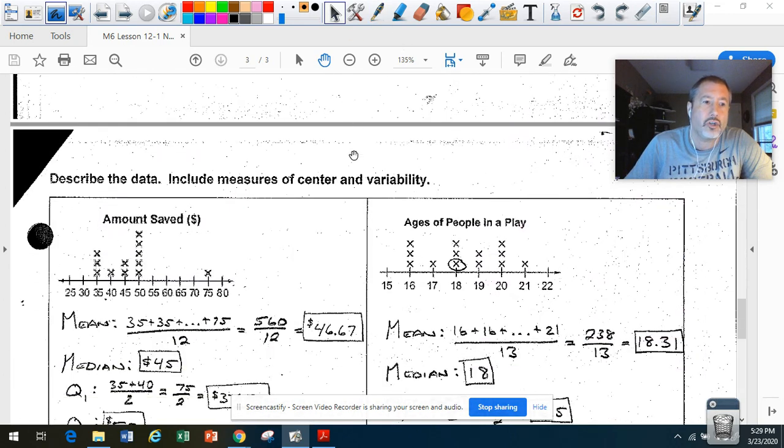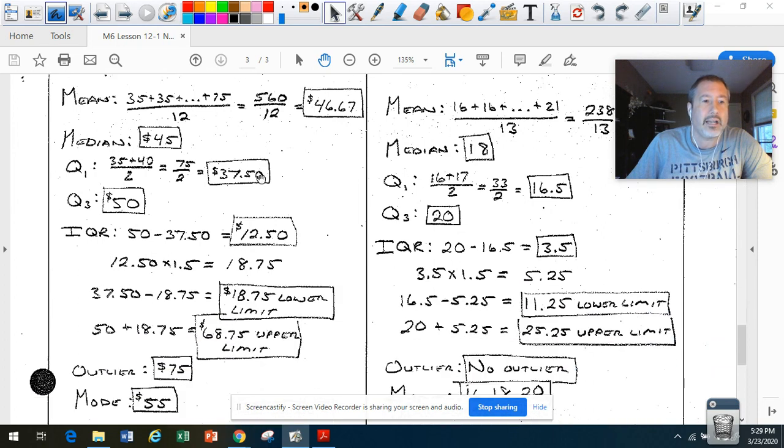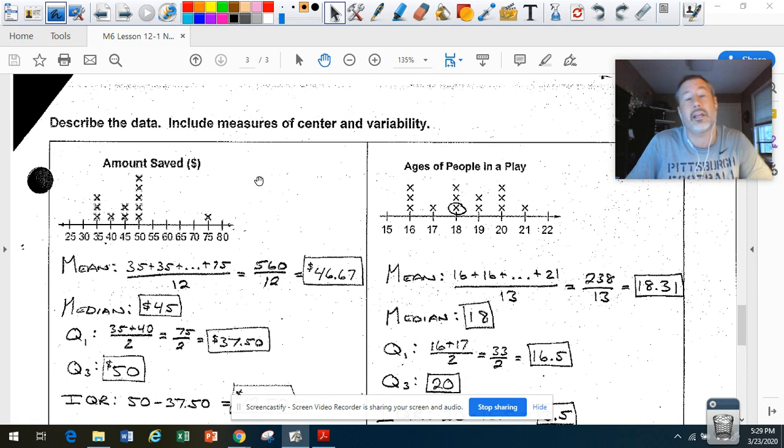Here we go. Measures of variability and center. So mean, median, mode, Q1, Q3, IQR, outliers. Man, we got the works here. So you just got to take your time with this. So once again, what you may want to do with this, it's up to you, but make sure you're using your calculator. One way to use it on a calculator is be very careful. But you can also use multiplication with this.